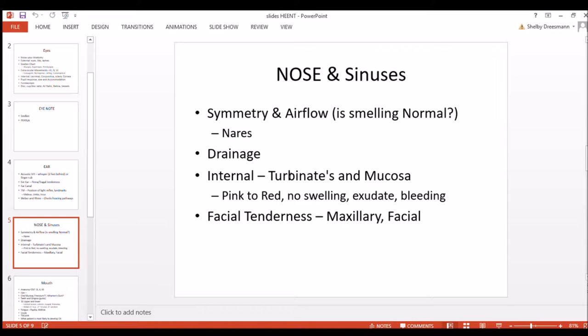Palpate lymph nodes from up to down. Make sure they're equal, non-tender, soft, and mobile. If lymph nodes are enlarged, firm, and tender, it could be infection. If they're hard, fixed, asymmetric, and non-tender, it could be a sign of malignancy.